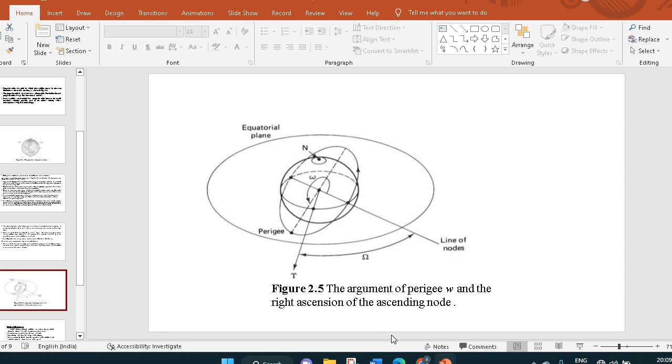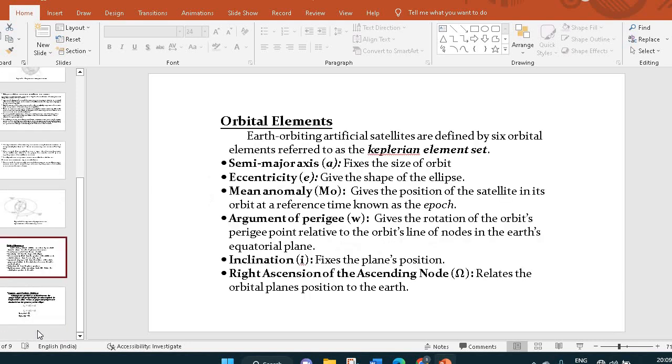This figure shows the argument of perigee and the right ascension of the ascending node. Orbital elements. Earth orbiting artificial satellites are defined by six orbital elements referred to as the Keplerian element set.